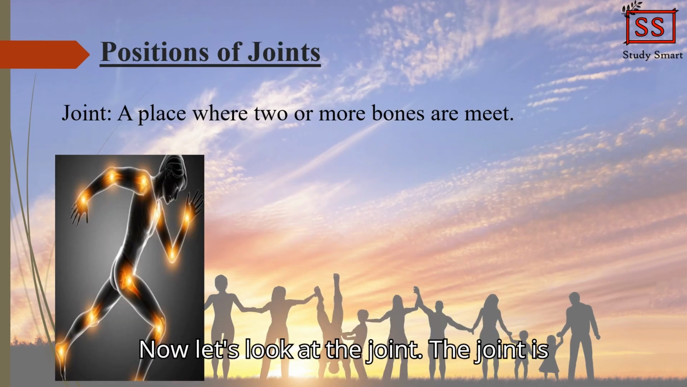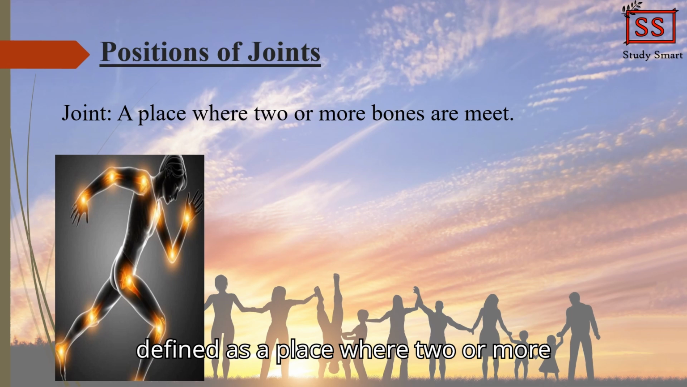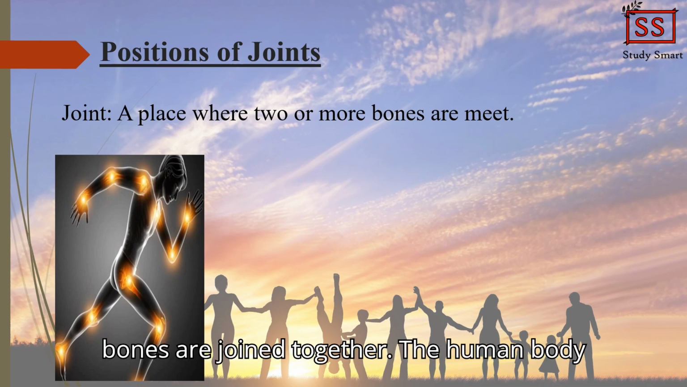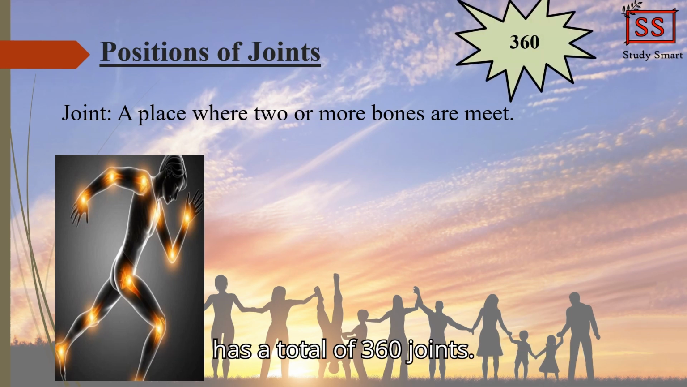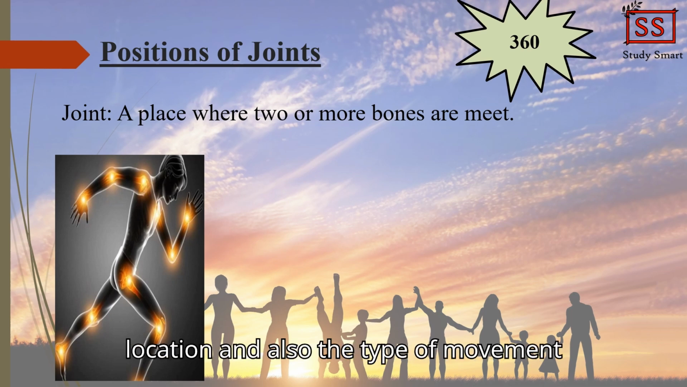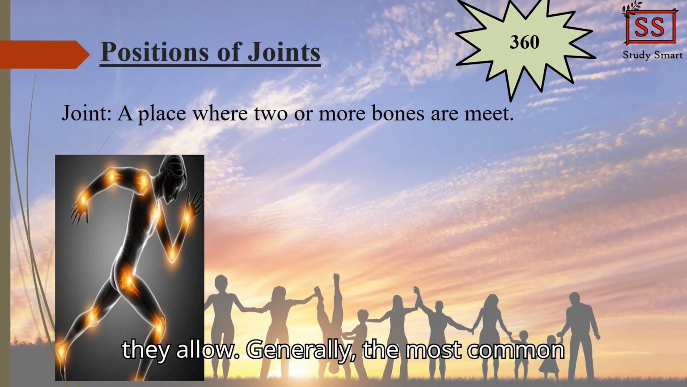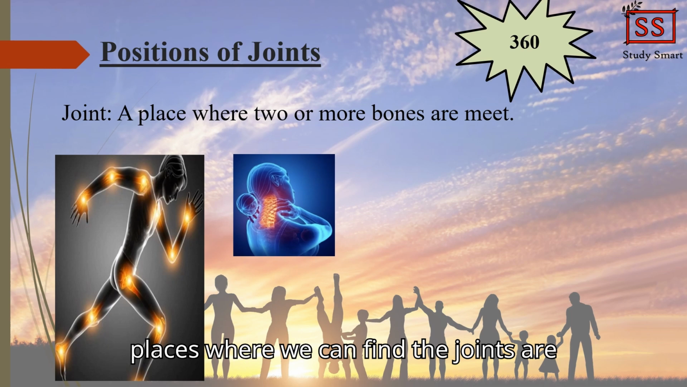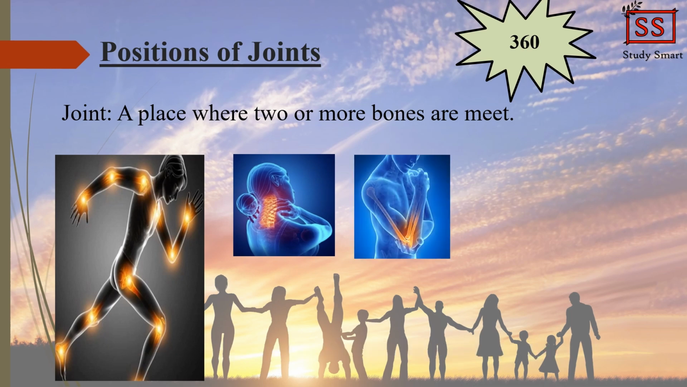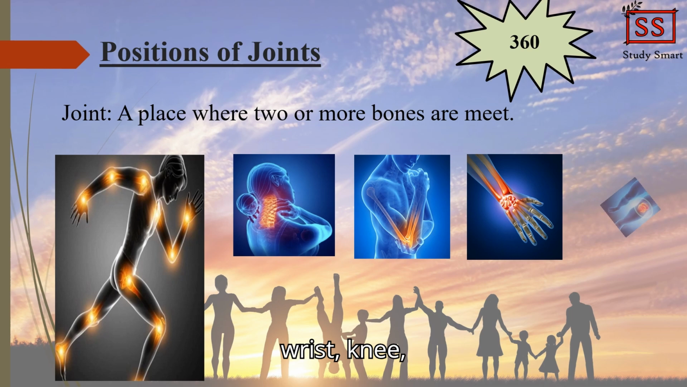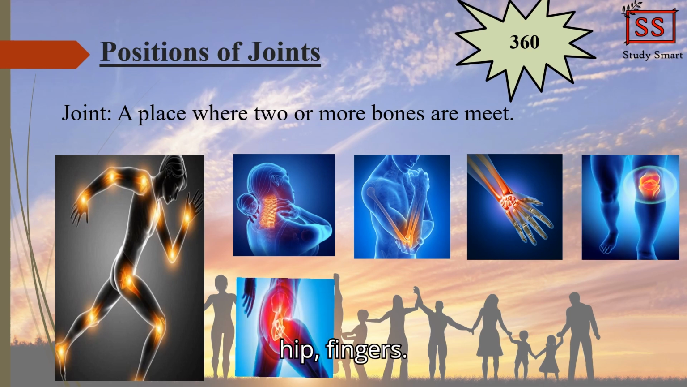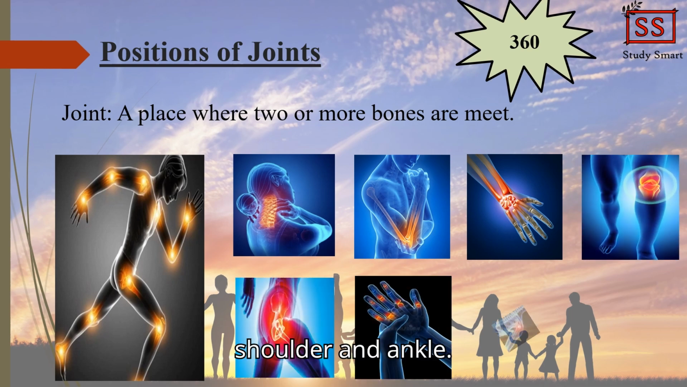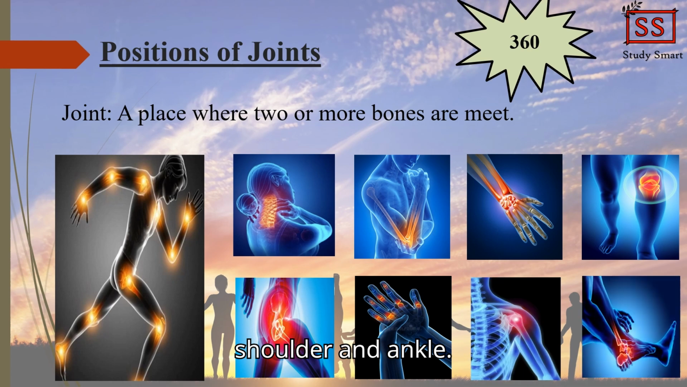Now, let's look at the joint. A joint is defined as a place where two or more bones are joined together. The human body has a total of 360 joints. They can be categorized based on their location and also the type of movement they allow. Generally, the most common places where we can find joints are the neck, elbow, wrist, knee, hip, fingers, shoulder and ankle. Each of these joints has its own function.